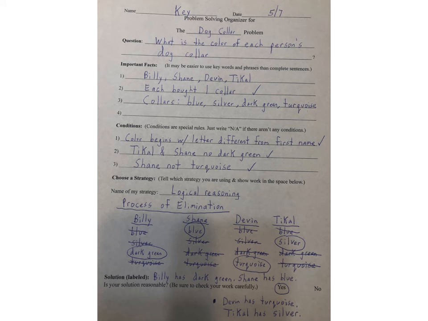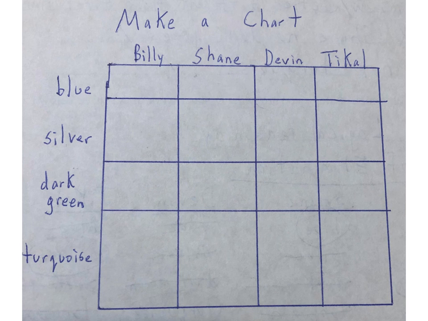Another very popular strategy, and kids tend to like this more because there's less writing and it's a little faster, is the make a chart strategy. The names go on top and the colors go on the left. It could easily be the other way around, and the order of names and colors could be alphabetical. It could be in any order.